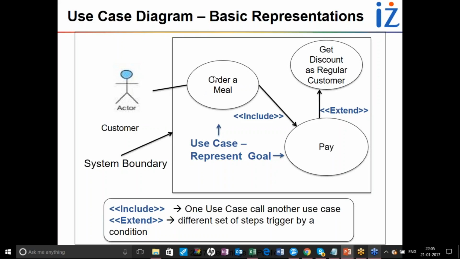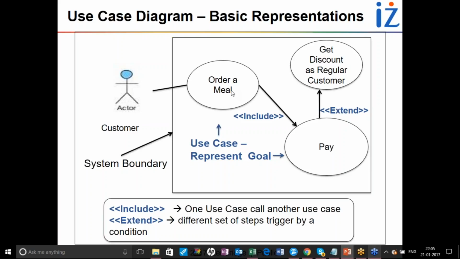This goal cannot be completed without paying for the meal. So this use case calls another use case, and for a different customer a different set of instructions can be executed. For example, for a regular customer you can give a discount, but not every customer is getting the discount, so this can be represented by the extend keyword, because not all interactions execute these steps.